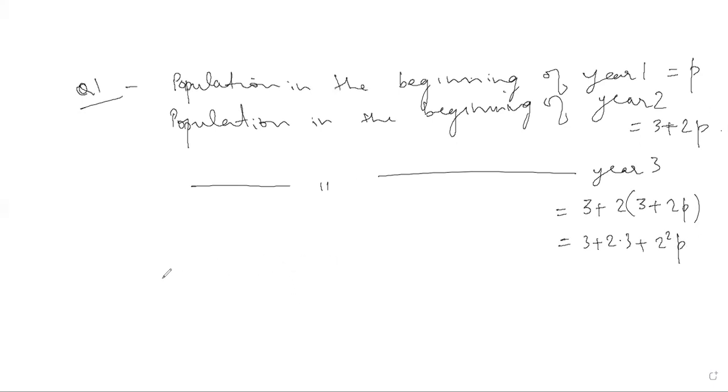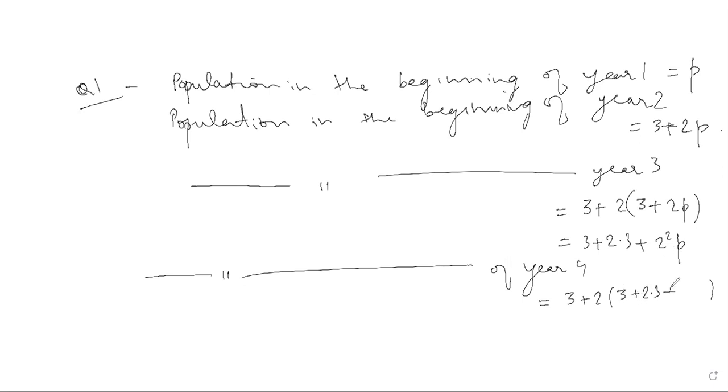Okay. Similarly, if I want to write the population in the beginning of year 4, what I will do now is I will use the same formula 3 plus 2 into p, but in place of p, now I will use the third year's population. So 3 plus 2 into 3 plus 2 square into p. So this will become 3 plus 2 into 3 plus 2 square into 3 plus 2 cube into p.